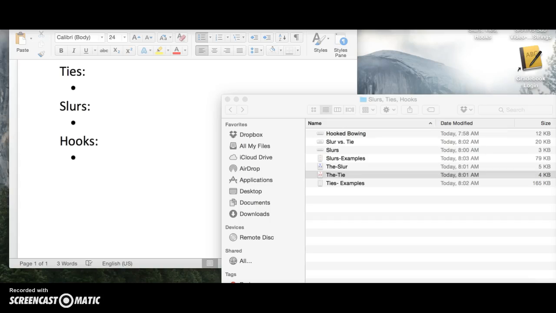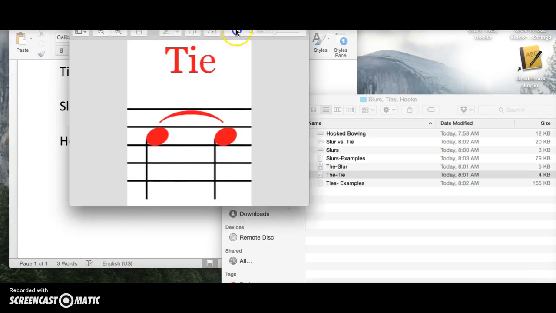Let's take a look at the difference between slurs, ties, and hooked bowing. These are all different kinds of bowing that we're going to examine, the way they look, and also what makes them different. First up, let's look at the tie.